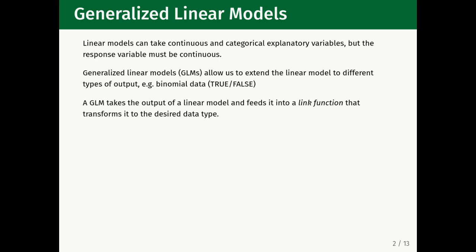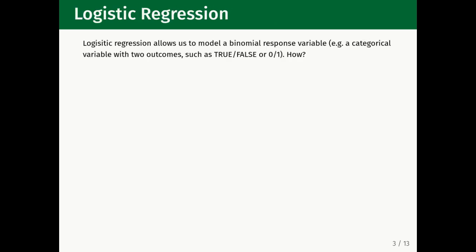However, it turns out that we can extend the linear model to predict other types of data, such as categorical data. These extensions are referred to as generalized linear models. Essentially, we take the output of the normal linear model and we feed it into another function called a link function, which converts the continuous linear output into another type of data. Logistic regression is a type of generalized linear model where we can predict a binomial response variable. This is a categorical variable with two outcomes, such as 0 and 1, or true and false.